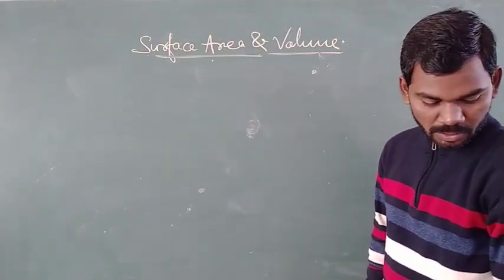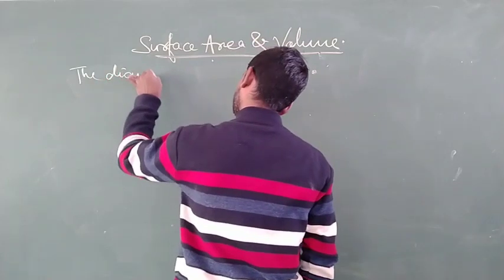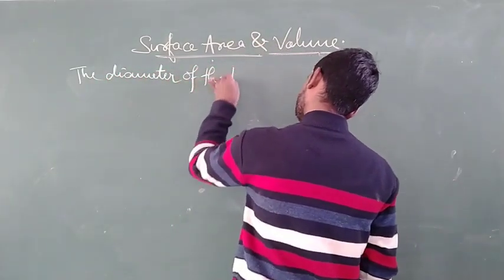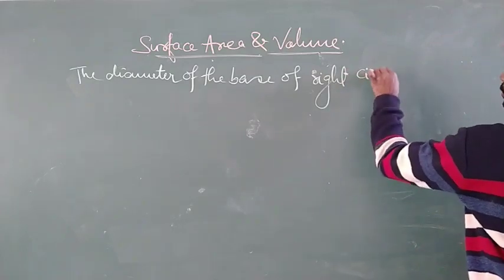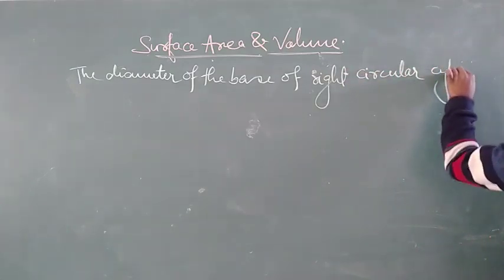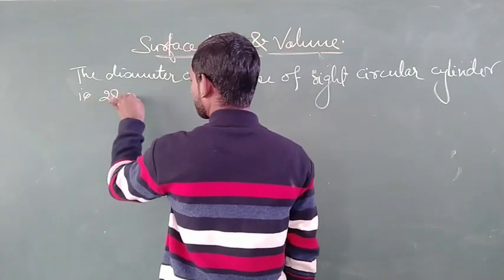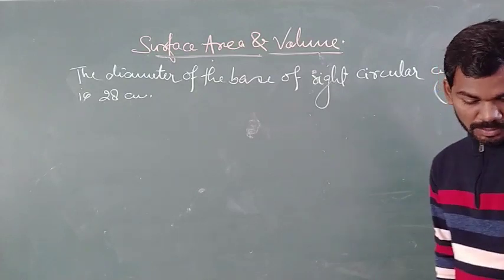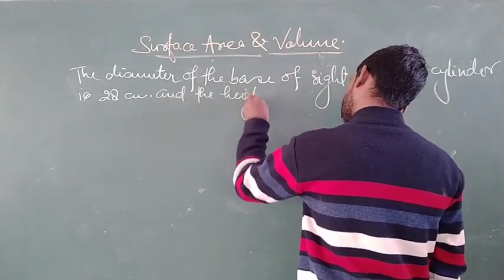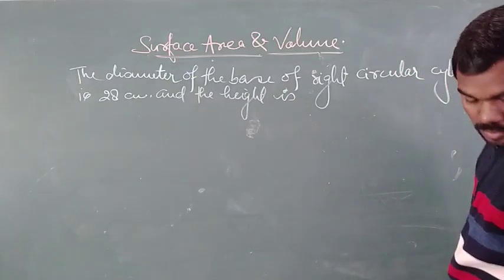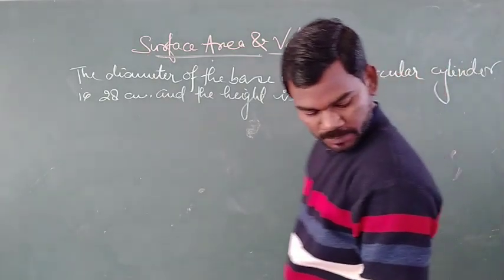The diameter of the base of a right circular cylinder is 28 centimeter and the height is 20 centimeter. Then the question is given, find the curved surface area.